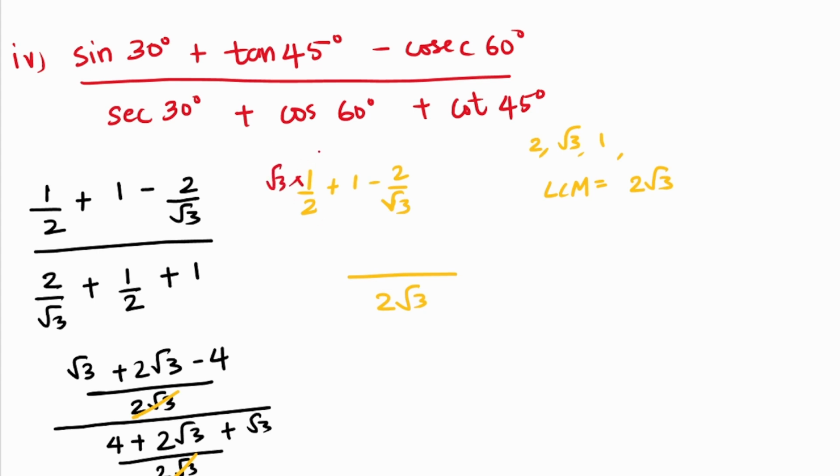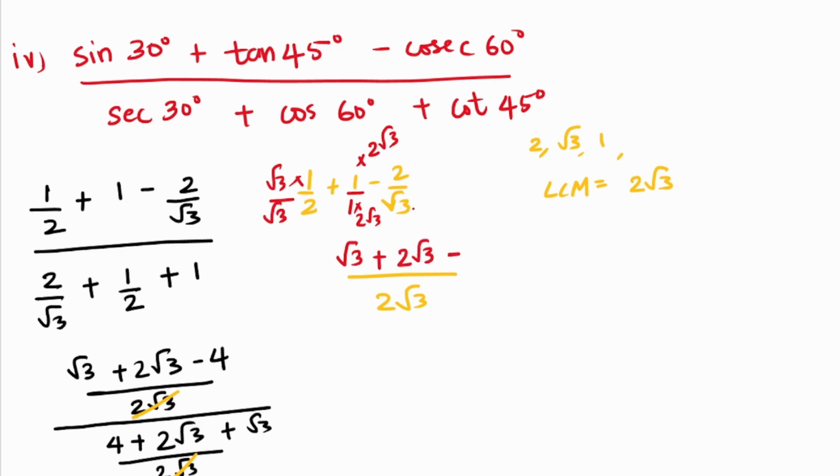Just focus on the 1 by 2. I'm talking about 1 by 2. Multiply numerator and denominator by root 3. So we get root 3 over here. Here the denominator is 1. In order to have the denominator as 2 root 3, we will be multiplying numerator 2 root 3, denominator also with 2 root 3. So here it is plus 2 root 3.